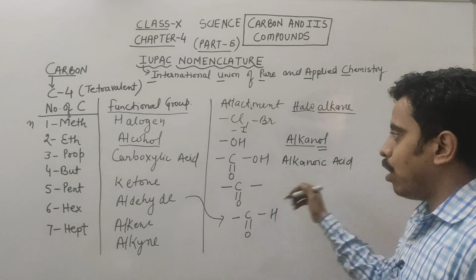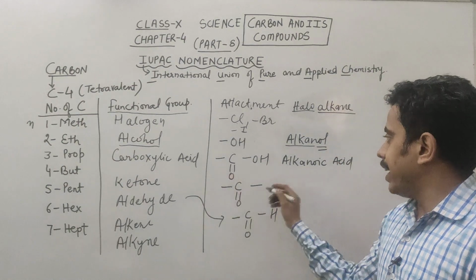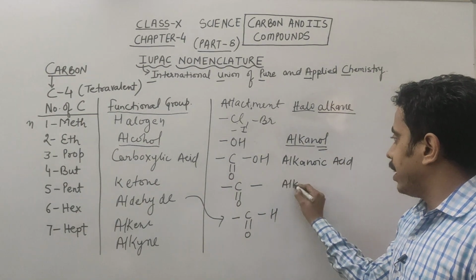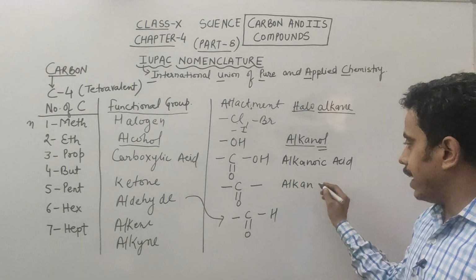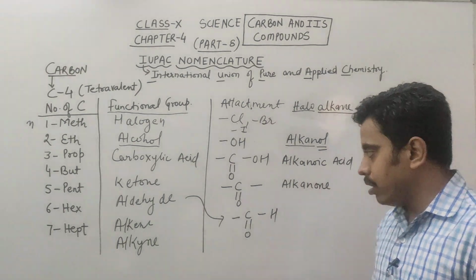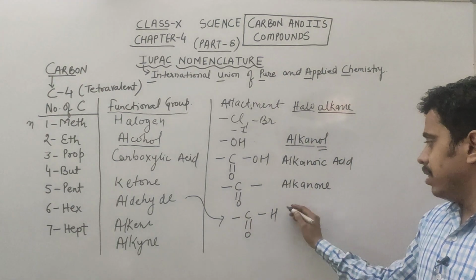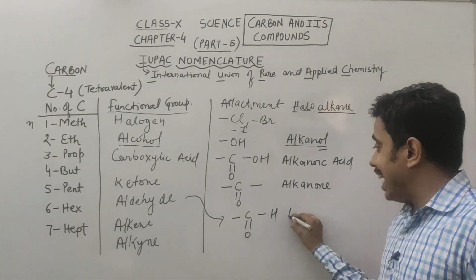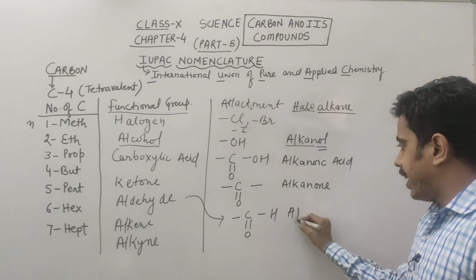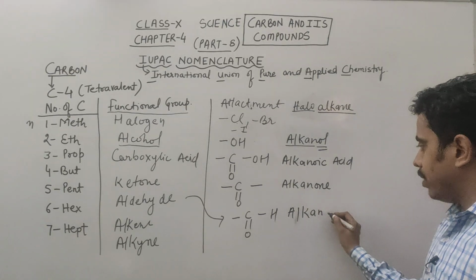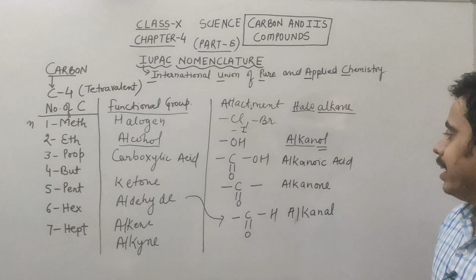For ketone, the parent name is alkanone. The last E will be replaced and it becomes alkanone. Similarly for aldehyde, the parent name will be alkanal. All of you see like this. You remove the last E, and it becomes alkanal.